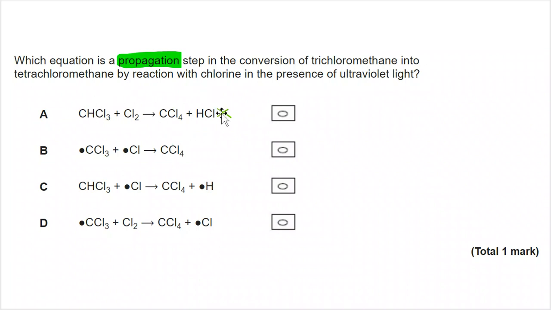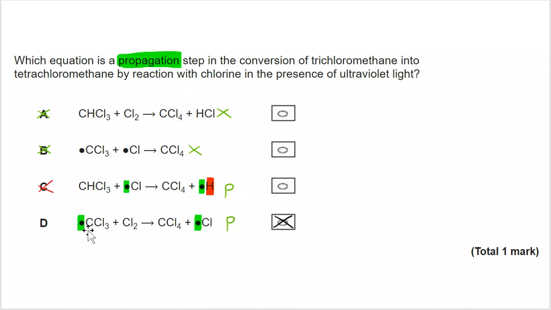This is the overall equation to go from trichloromethane to tetrachloromethane. So that can't be the right answer. B also can't be the correct answer because I've got 2 radicals forming a non-radical. It's a termination step. So I'm left with C or D. Now C and D are both propagation steps. However, something that is very important to recall is that we don't ever really deal with H radicals. So that dismisses that one.